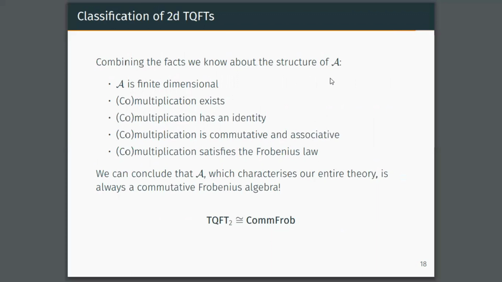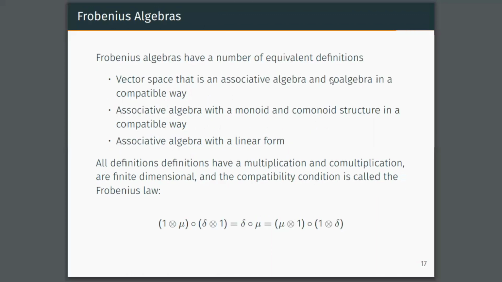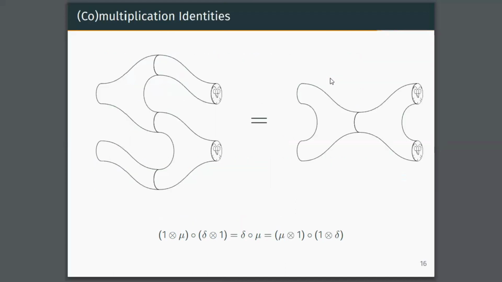So our final thing is, oh, I'm sorry, I went past that. All the definitions have your multiplication and co-multiplication, all finite dimensional. And in every one, your multiplication and co-multiplication have this compatibility condition, which is called the Frobenius law. You might see this written out in a much more verbose way, but this is the compact form, which is equivalent. And that is the same thing you can see here, just chopping off the right-hand side without the flipped S.